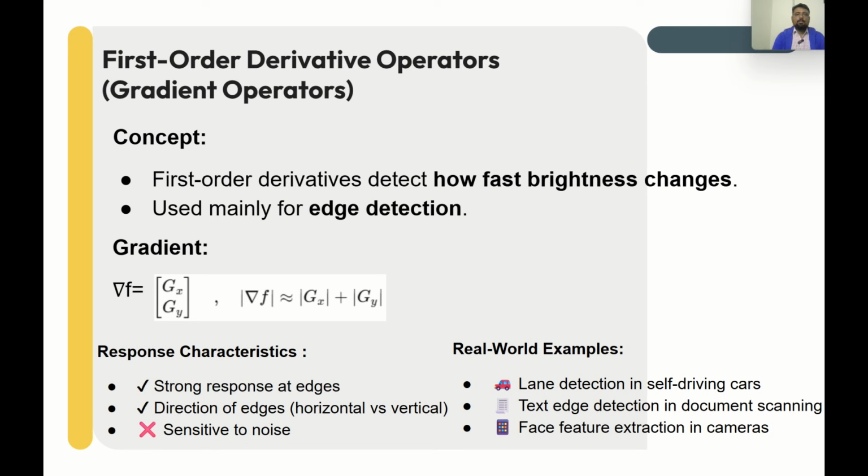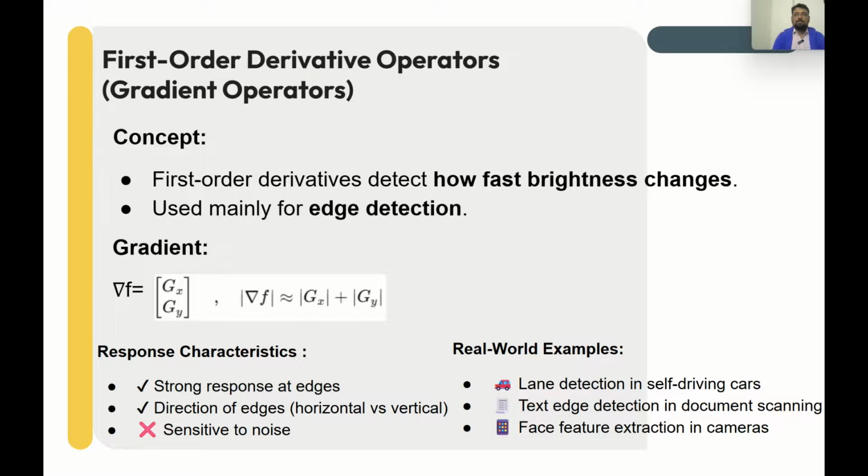Where it is implemented in real time: lane detection in self-driving cars. When you're driving a self-driving car, it automatically has to identify the lane. So it follows the lines, the white line that is there. It also reads that. Where black becomes white, that edge should be identified by the system. So this is used there.